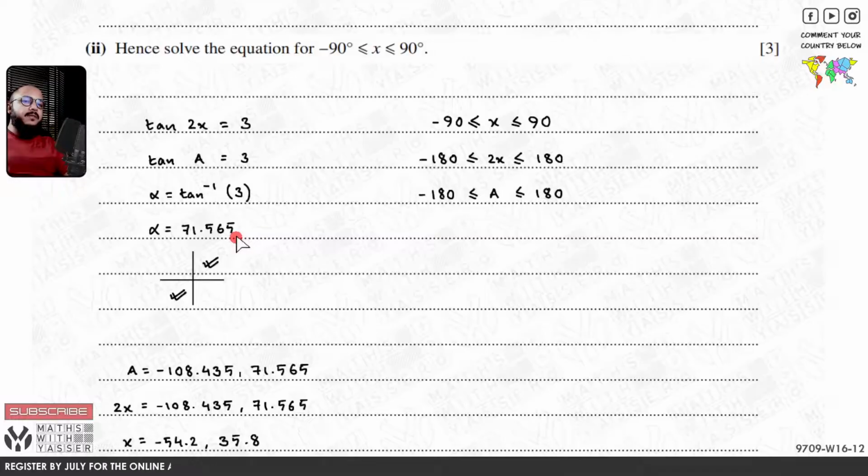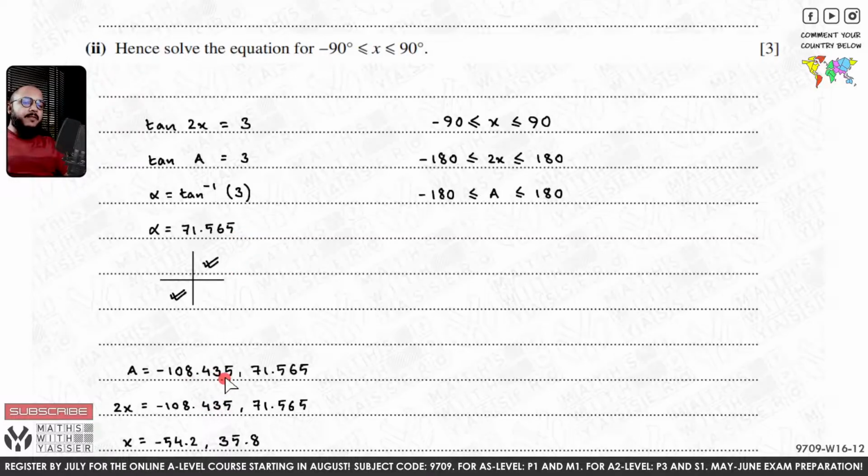That gives you positive 108.435. But since you are going clockwise from the positive x-axis, it will be negative 108.435, and that is within our limit. For the next value, what you can do is go clockwise, to go anti-clockwise.